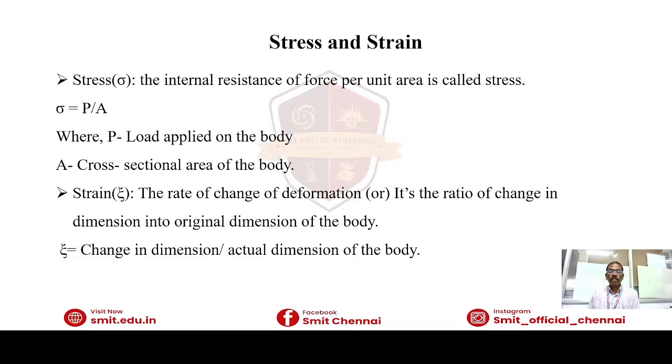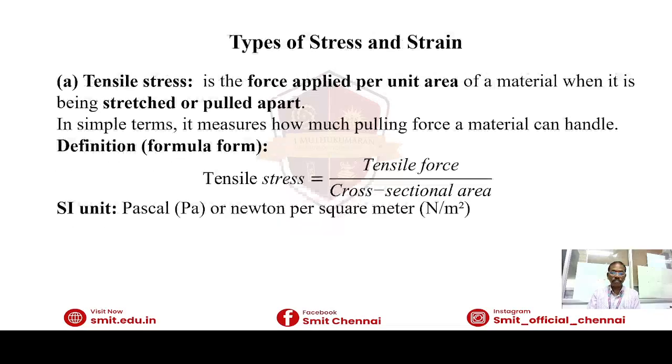This can be calculated using this formula: stress equals P by A. P is the load applied on the body, and A is the cross-sectional area of the particular body. The unit for stress is Newton per meter square. Then strain, the rate of change of deformation, is the ratio of change in dimension to original dimension of the body. The formula is strain equals change in dimension divided by original dimension.